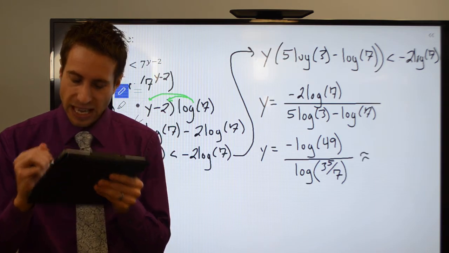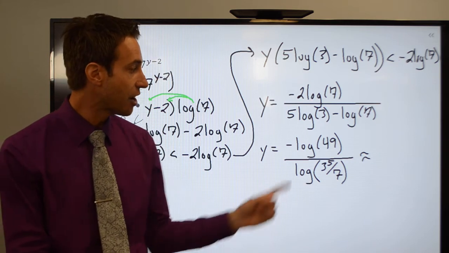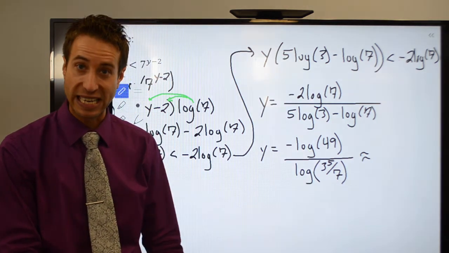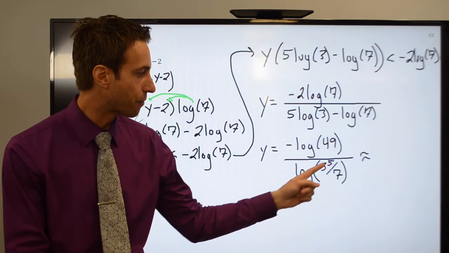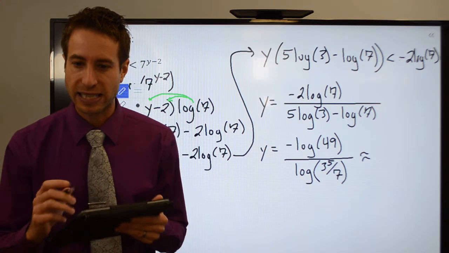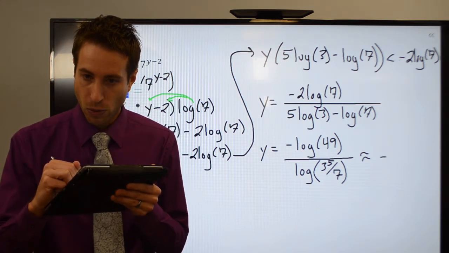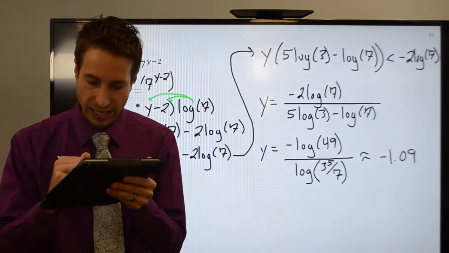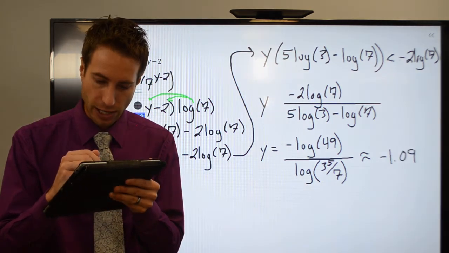Again, if you wanted to, you could then go ahead and plug all this into your calculator. Negative common log of 49 divided by the common logarithm of 3 to the 5th divided by 7. If you did that, you get a decimal approximation, which is about negative 1.09.